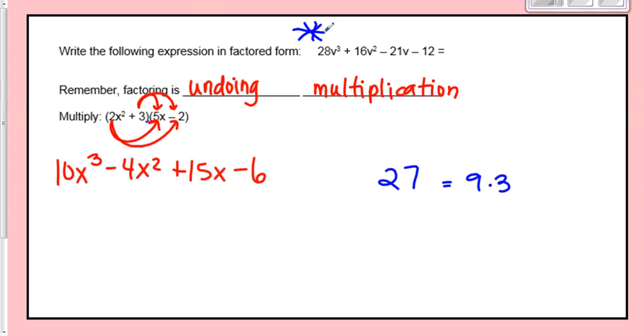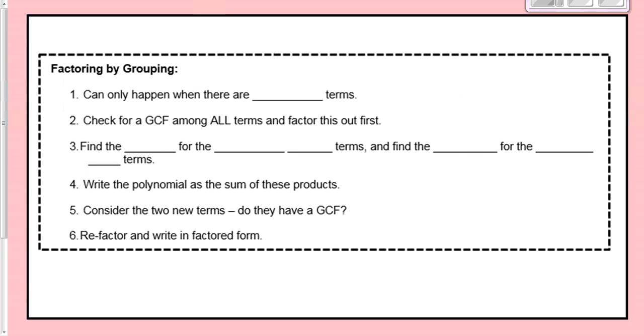Grouping. So in your notes, I'm first going to just kind of walk you through the process, and we'll do some examples that'll make it all kind of come together. So factoring by grouping can only happen when there are 4 terms. And that's a little bit of a lie, just because that's all you're going to see in my class. You'll never have more than that, but you have to have an even number of groups and some other rules as well. But for the most part, only 4 terms. You're first going to check for a greatest common factor among all the terms and factor this out first if you can, okay? Sometimes you can, sometimes you can't. It just kind of depends.